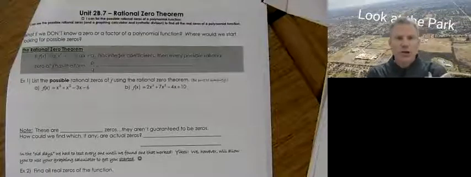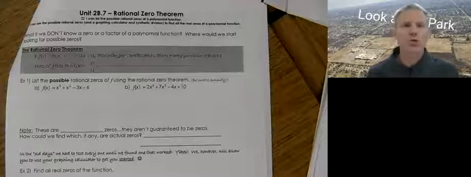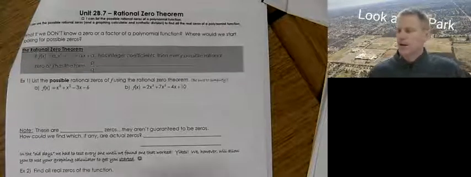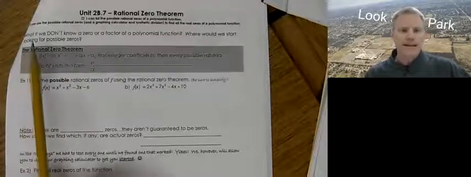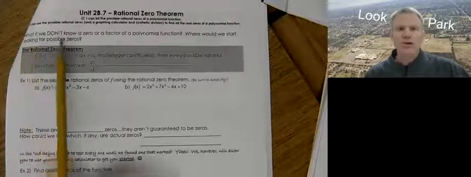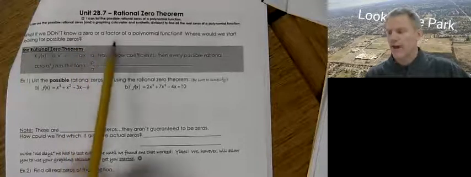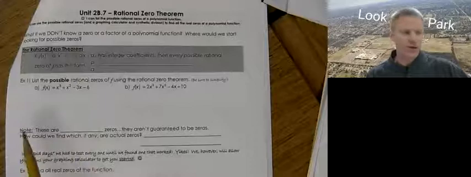This is Algebra 2 with trig. We're working on unit 2B.7, rational zero theorem. What we're checking out here is, what if we don't know what a zero is, or what a factor is of our polynomial function?